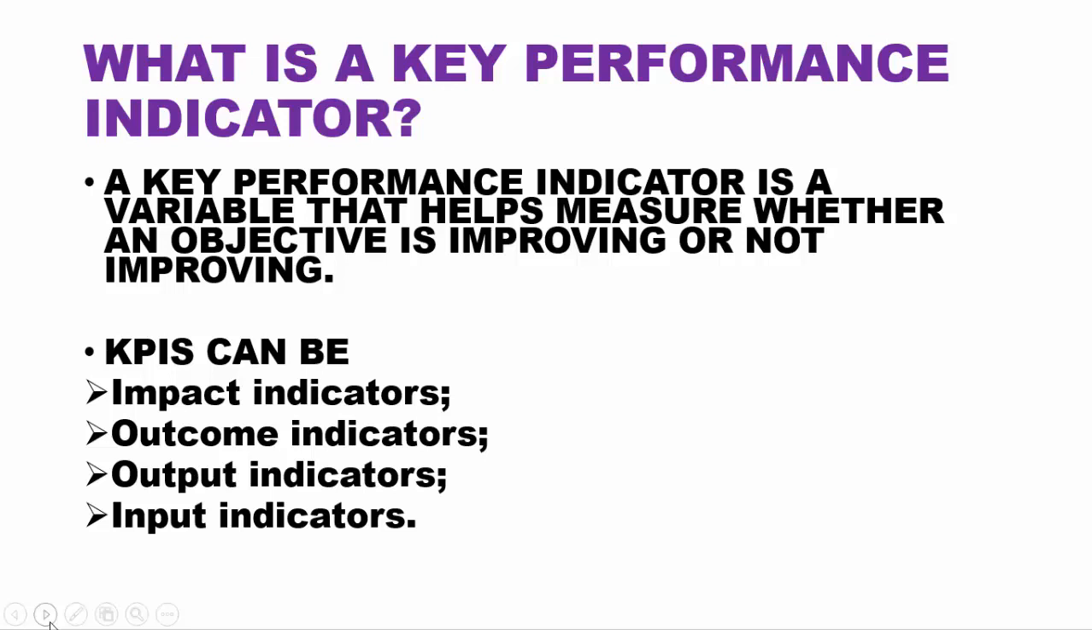A good example of a key performance indicator is, for instance, if you have a project which wants to reduce poverty and hunger in a certain community, a good key performance indicator could be the percentage of people living below $1 a day. So that could be an indicator. As you can see from that indicator, it can be either positive or negative depending on what you measure at a given point in time.